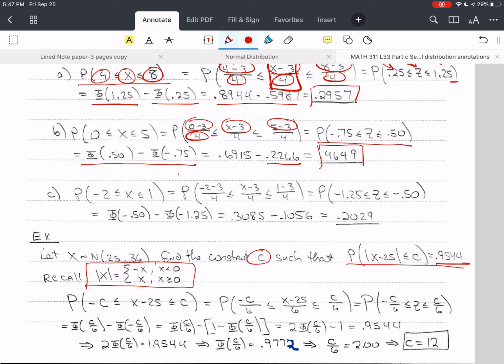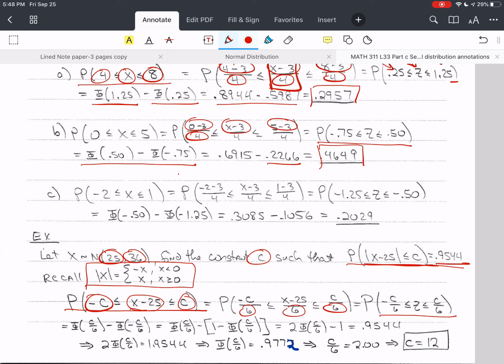So when I get rid of the absolute value, I have X minus 25 between negative c and positive c. Now, I've already subtracted the mean, so I don't do that again to transform this to a Z. X already has 25 subtracted, which implies that whatever is on either side has already had 25 subtracted from it. I don't need to do it again. But I do need to divide by the standard deviation, which is 6, in all 3 places.